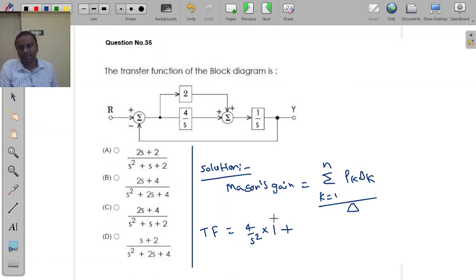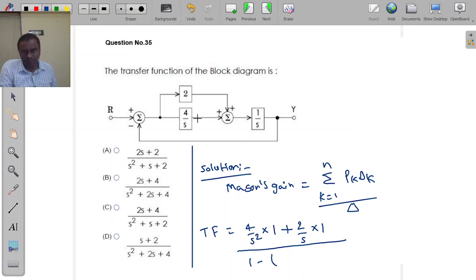Similarly, the second forward path will be 2 into 1 by s, which is 2 by s, without touching this also. There are no individual loops at all. In the sense, the determinant of the graph corresponding to this forward path will be 1. So 4 by s square into 1 plus 2 by s into 1, divided by the total determinant of the graph, which is 1 minus the sum of the individual loop gains.